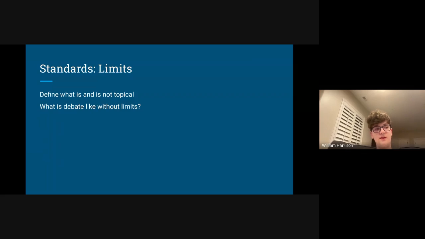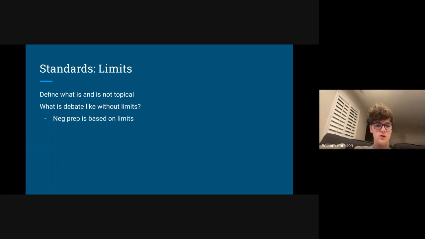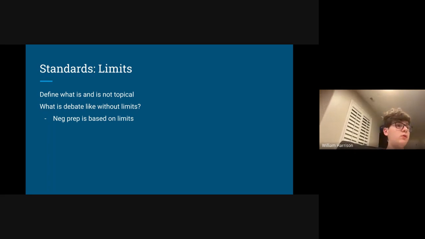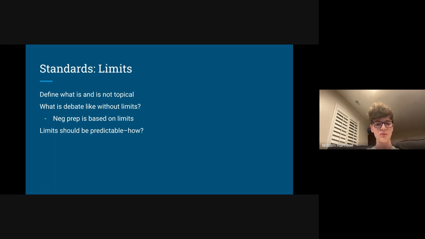Really hard. It's very difficult. If you as a 2N are told that you have to prep out every conceivable policy proposal, you no longer have a life. And you have millions and millions of things you have to do. Neg prep is based off of limits. Our ability to prepare to have a discussion, so grounds, revolves around the idea that we have a limited topic and we know what we might expect coming into a debate round. Limits should be predictable. How do we achieve this?